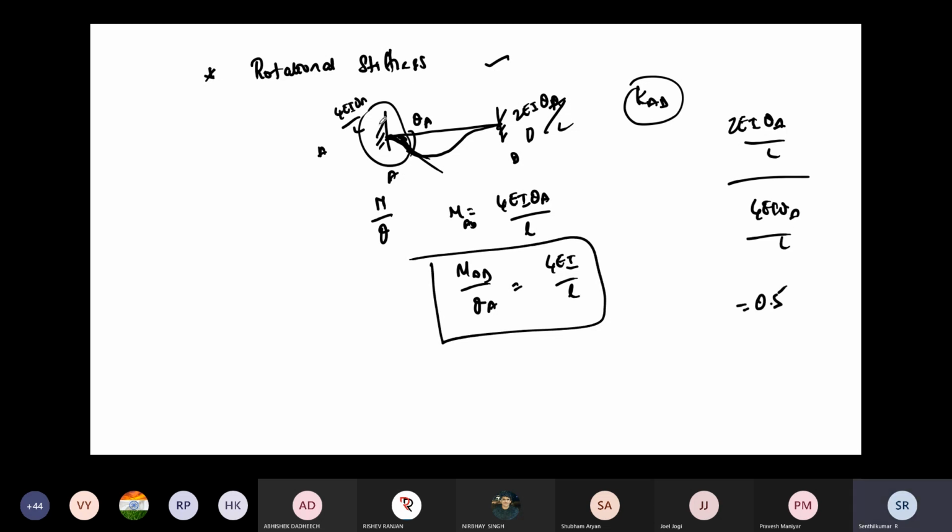So you are applying 4EI theta A by L. If theta is unit rotation, it means you are applying 4EI by L moment at the joint of one end. What is happening at the far end? At the far end, 50% of the moment you applied is developing here. That is called the carryover factor. We will come back to that again. So this is the rotational stiffness, right? For the far end fixed, that is 4EI by L.